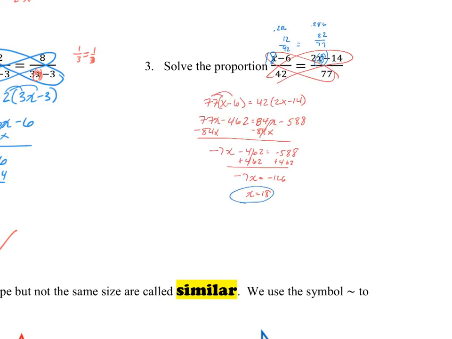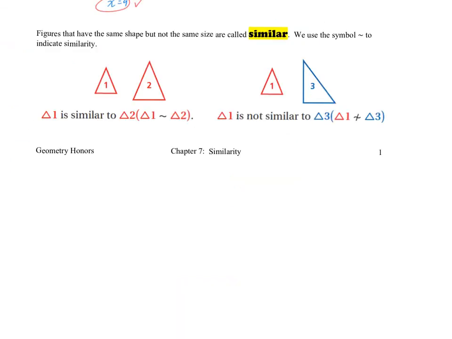I got x equals 18, and I plugged in my x equals 18 into both x's in the original proportion, and I ended up with 12 over 42 equals 22 over 77, which I knew was true because I just changed this unsimplified fraction to a decimal, and I got 0.286 rounded, and I got the same thing when I changed 22 over 77 to a decimal.